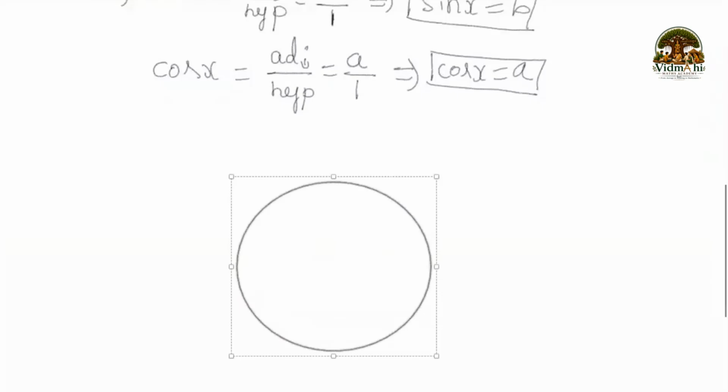So that we can write the unit circle like this. So again consider a coordinate system.